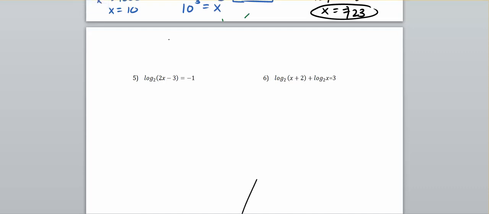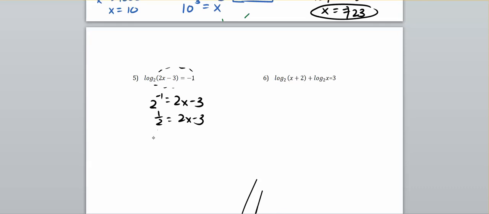Okay, so for number 5, hopefully you started out by making an exponential equation. 2 to the negative 1 equals 2x minus 3. Now, we know 2 to the negative 1 is really 1/2, and you can write it like that. So, 1/2 equals 2x minus 3. You are going to have a calculator. So if you did that on your calculator, you also would get 0.5. It doesn't necessarily matter which one you do.